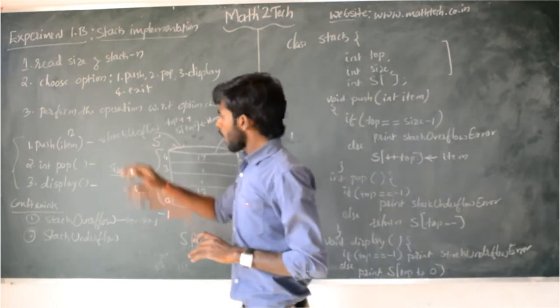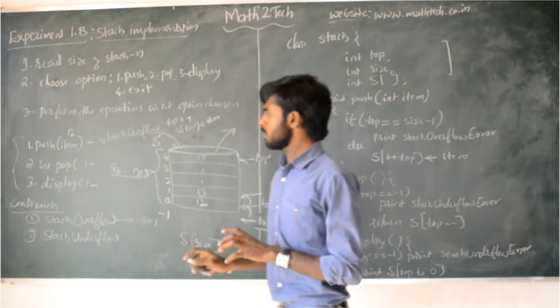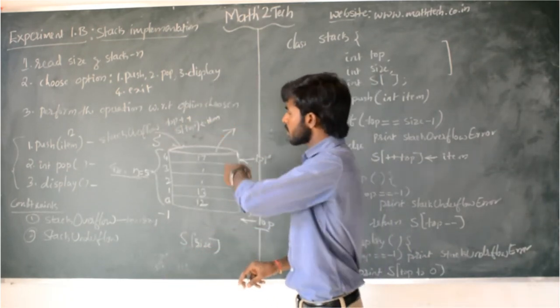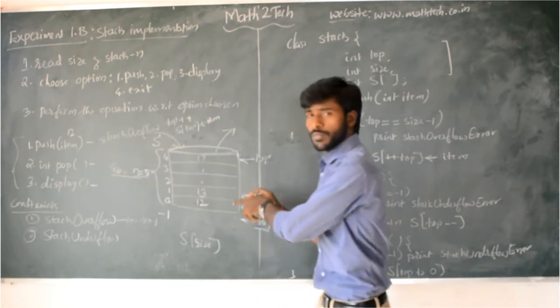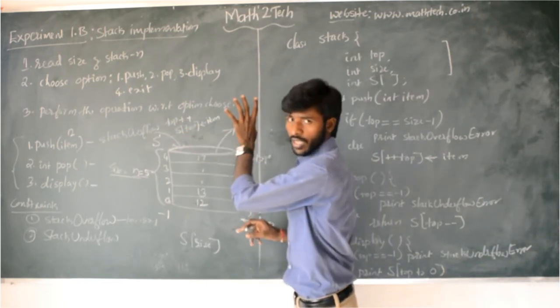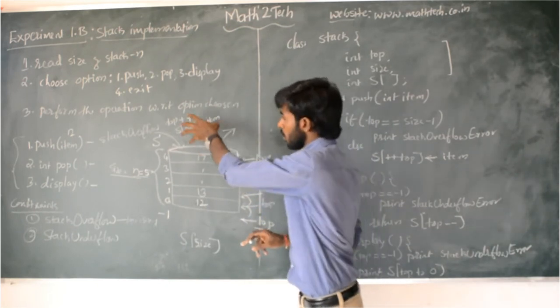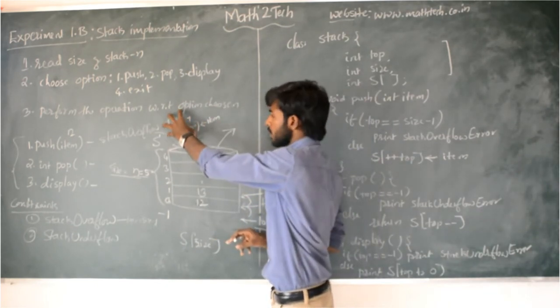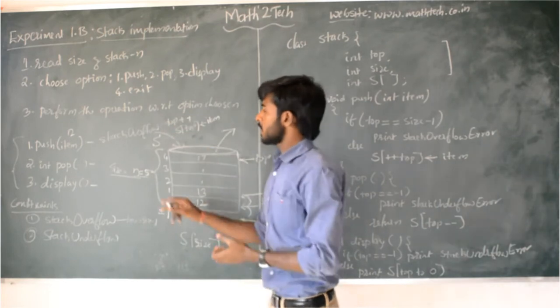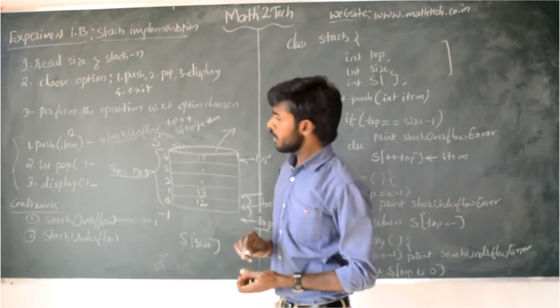And coming to the operations, I think you are clear about the push operation. Push operation is just inserting the given item on top of the stack. How is it inserting? Incrementing top, then inserting the element. That is a pre-increment, you can say. And before the insert operation, we have to check one constraint called stack overflow.